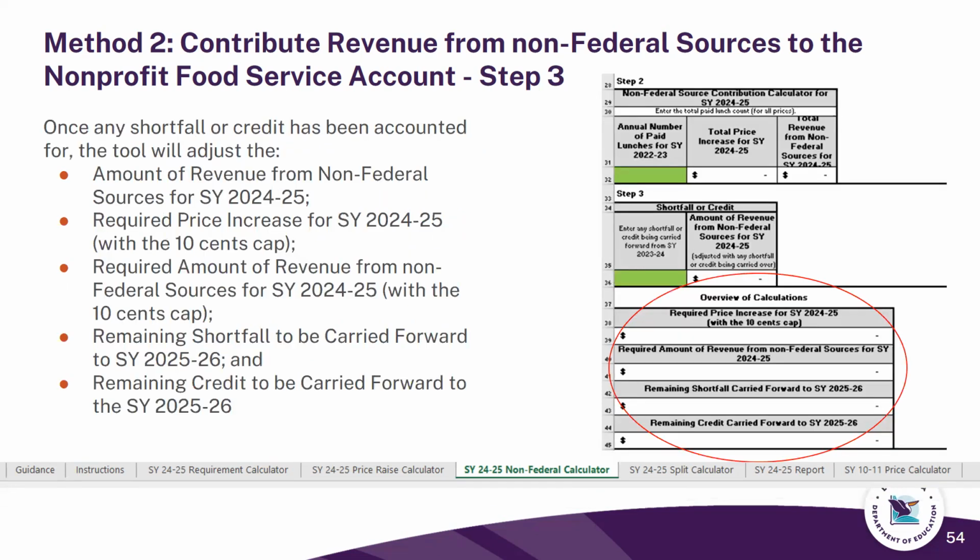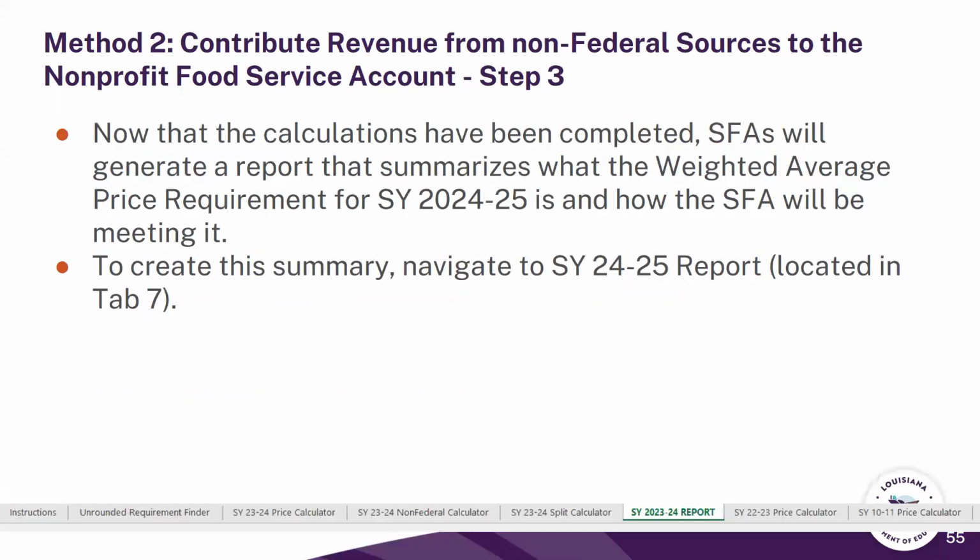Method 2, Step 3: once any shortfall or credit has been accounted for, the tool will adjust the amount of revenue from non-federal sources for school year 24-25, the required price increase for school year 24-25 with the 10-cent cap, and the required amount of revenue from non-federal sources for 24-25 with the 10-cent cap. Remaining shortfall will be carried forward to school year 25-26, and remaining credit to be carried forward to school year 25-26.